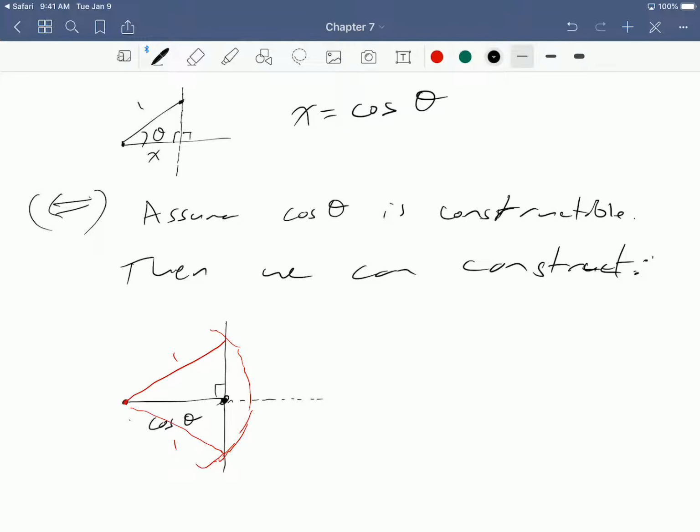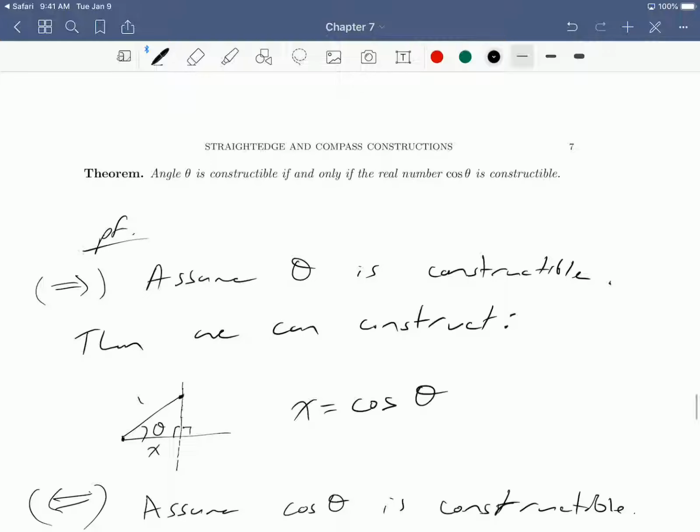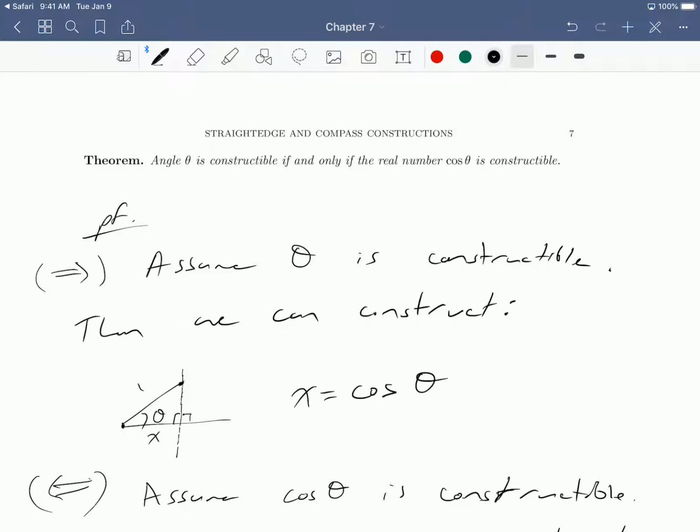And by doing that, using again a little bit of trig, you can figure out that that angle right there has to be theta. And so using a length cosine theta segment and a length 1 segment and a right triangle, we end up constructing the angle theta. All right, so what we're saying here is that to talk about constructing angles, all we need to do is talk about constructing the length cosine theta.